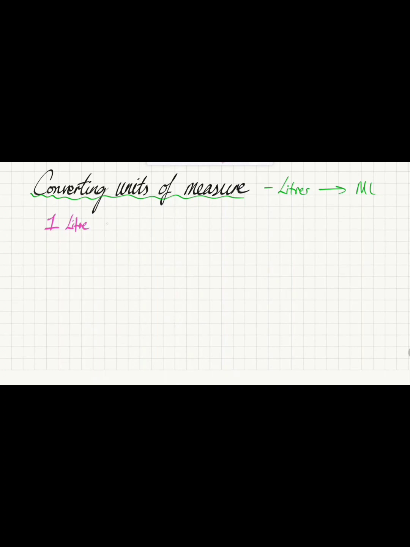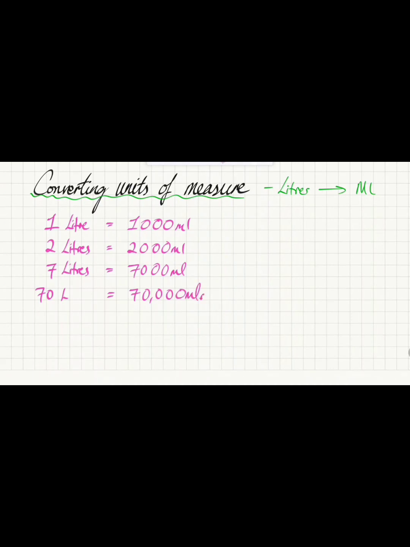We need to remember that 1 litre of liquid is equal to 1,000 millilitres, and therefore 2 litres is equal to 2,000, and therefore 7 litres, you guessed it, is equal to 7,000 millilitres, and 70 litres is equal to 70,000 millilitres.